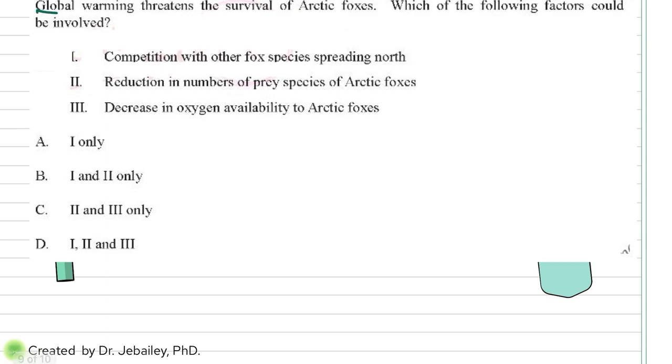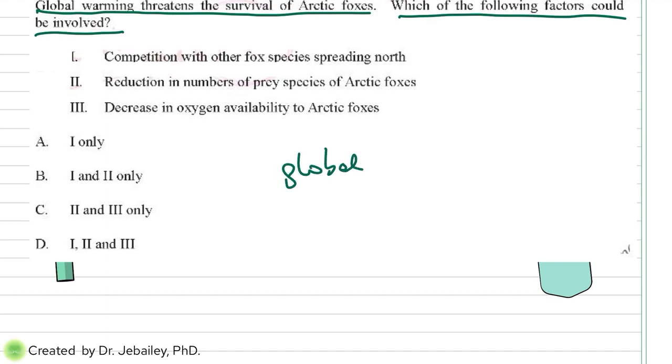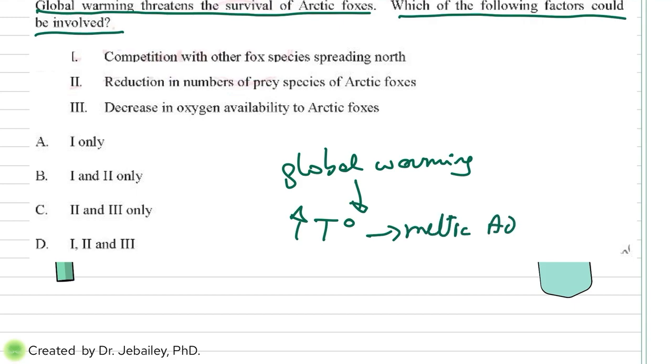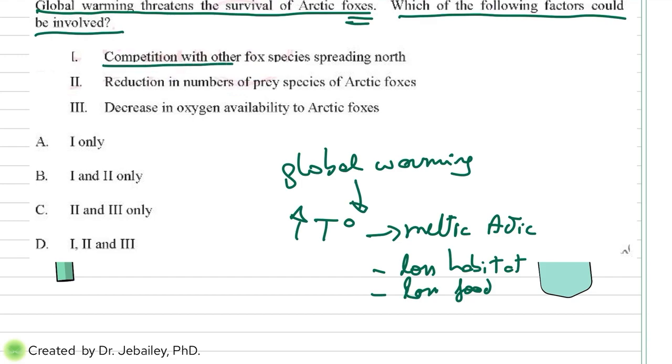Now here it says global warming threatens the survival of the Arctic foxes, right? Now, which of the following factors could be involved? So when we think about global warming, here's the most important thing. Global warming most likely leads to high temperature. And high temperature, what does it do? It will melt areas of the Arctic, and that means loss of habitat. And not only will you lose the habitat, that means loss of food. So if there's loss of food, what's going to happen to these foxes? These foxes are going to compete with each other for food, right? So that means competition with other foxes spreading north.